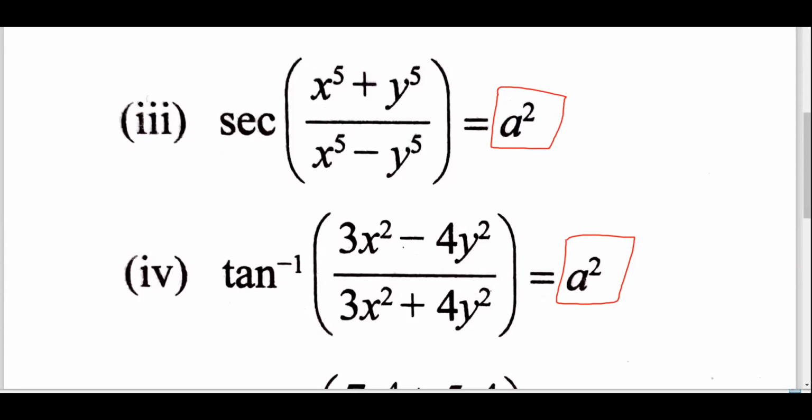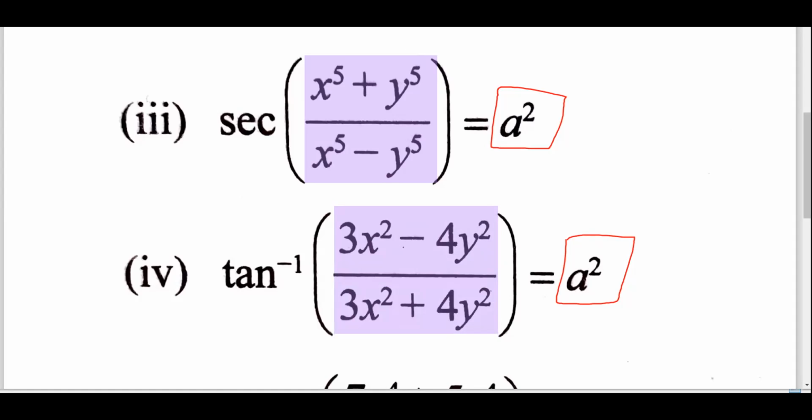Next, the most important thing that you will notice here is, look at the bracket, sec of this bracket. You have x raised to 5 plus y raised to 5, and in the denominator, you have x raised to 5 minus y raised to 5. You see this? Now look at the similar thing happening in the next question. You got here in the bracket 3x square minus 4y square, and down you have 3x square plus 4y square.